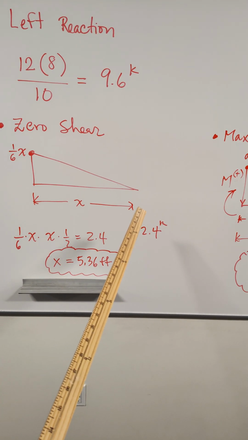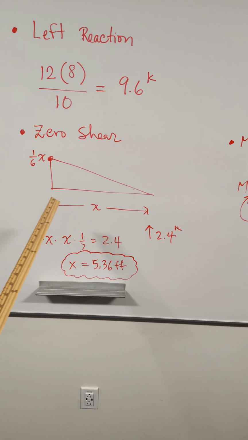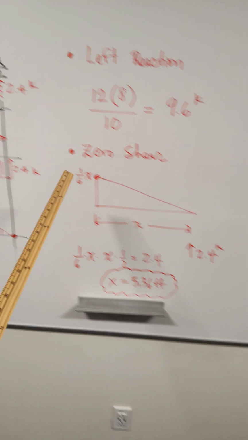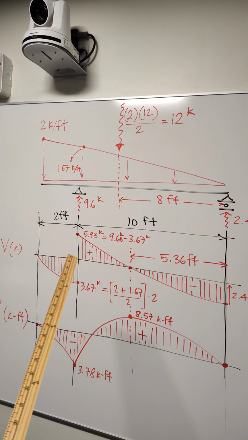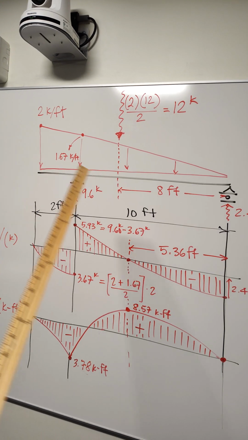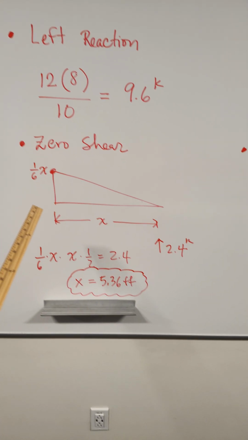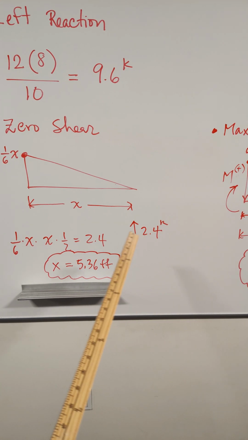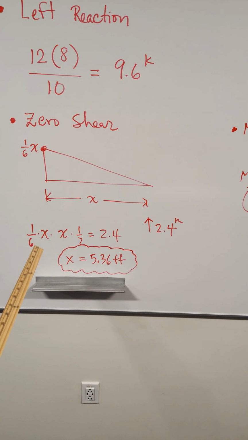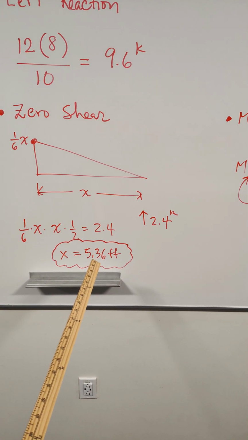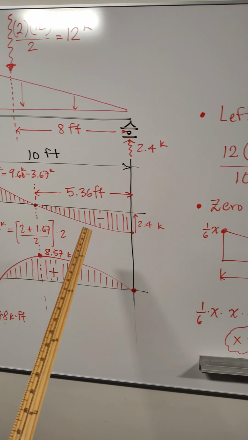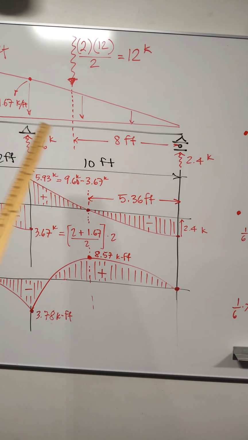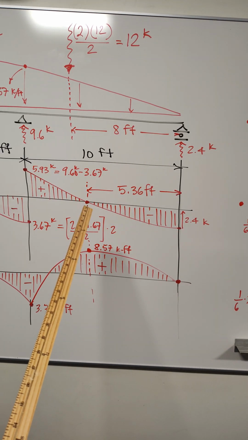So we set this equal to x. We set the height of this equal to x over 6, because that's the slope of the distributed load, 2 over 12 feet, so that's 1/6. We find the area of that, and we set that equal to 2.4, and we find the value of x equals 5.36. So almost, not exactly, but almost halfway through here, we get 0 shear.